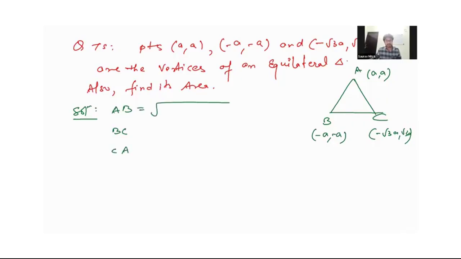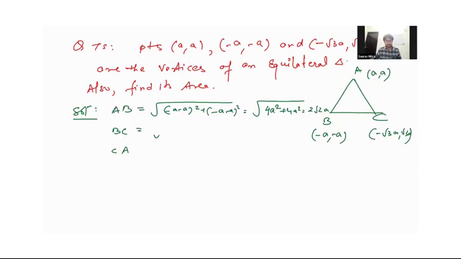So my AB distance will be B minus A, using the distance formula: minus a minus a whole square plus minus a minus a whole square. It will be minus 2a square, so 4a square. Again minus 2a square, 4a square. So 8a square, which is 2 root 2a.